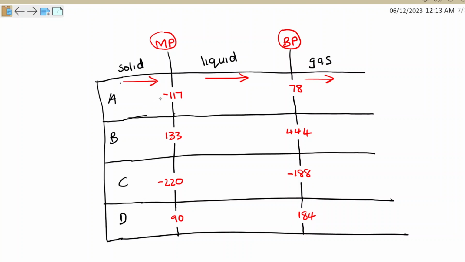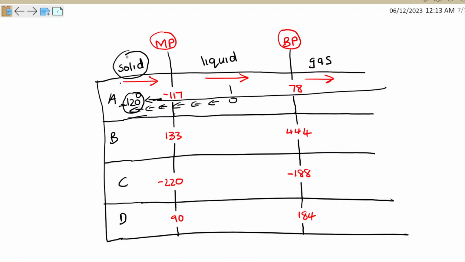It must be below negative 1. Remember, we are looking at the negative values now. So let's say 0 is here, so this is a number line. All of these values are negative: negative 170, negative 180, negative 190, negative 120. So negative 120 for substance A would be a solid.